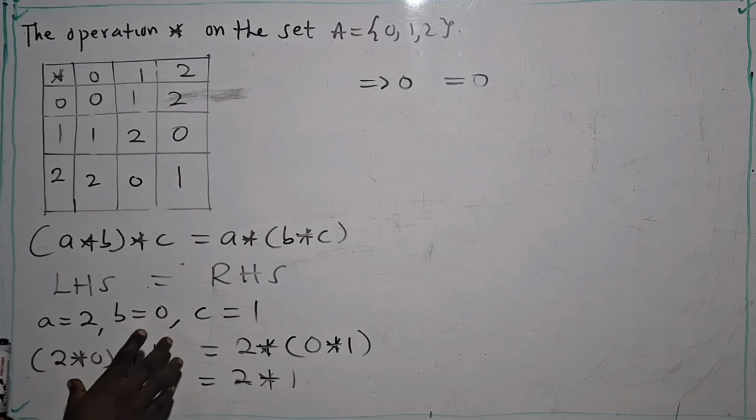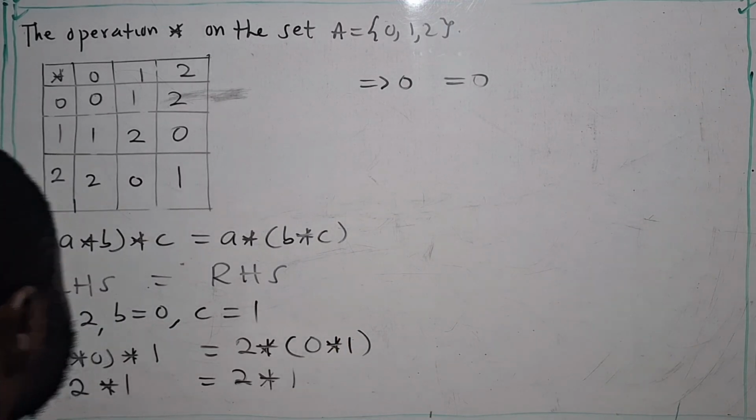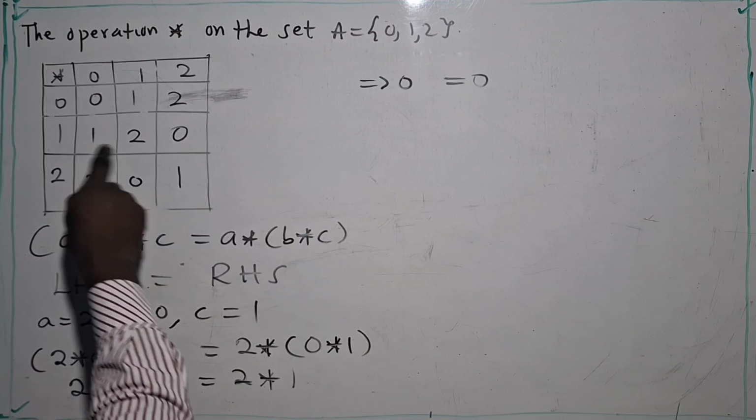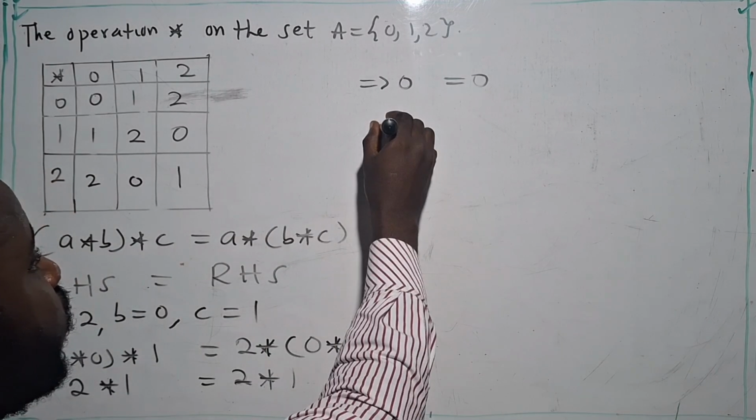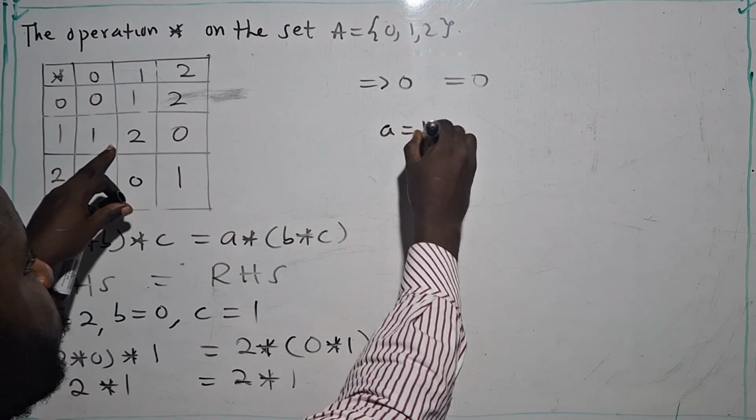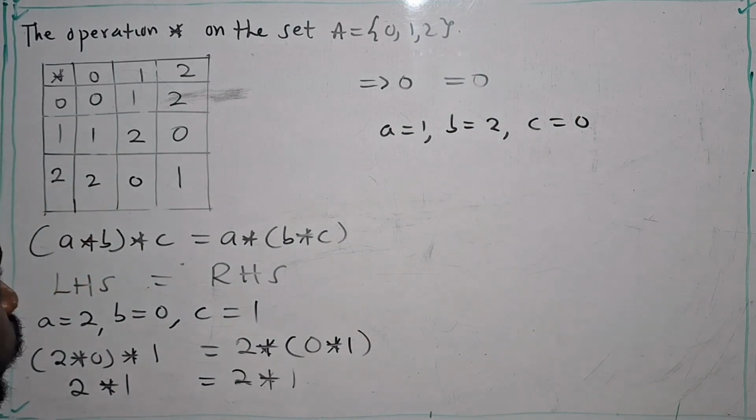So the left hand side is equal to the right hand side. Now let's use another number. Yes, another 2 selected numbers. So let's say now A is 1, B is 2, and C is 0.